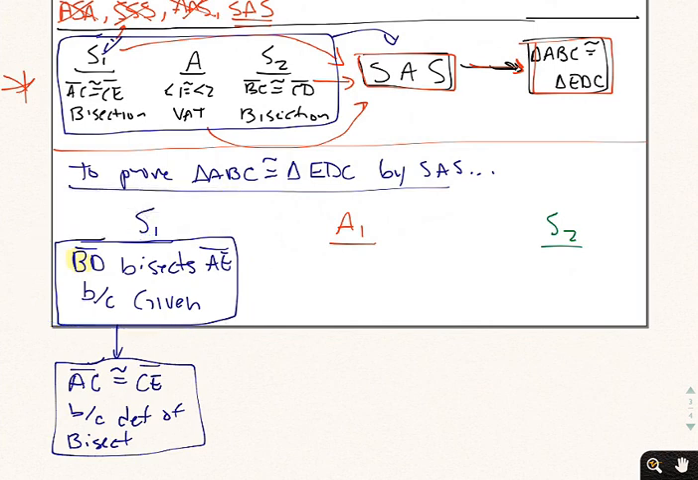AC and CE are congruent because of bisector. Well, how do you know it's a bisector? Well, because it was given to us. So we've proven the side part of side angle side. Let's prove the angle part.